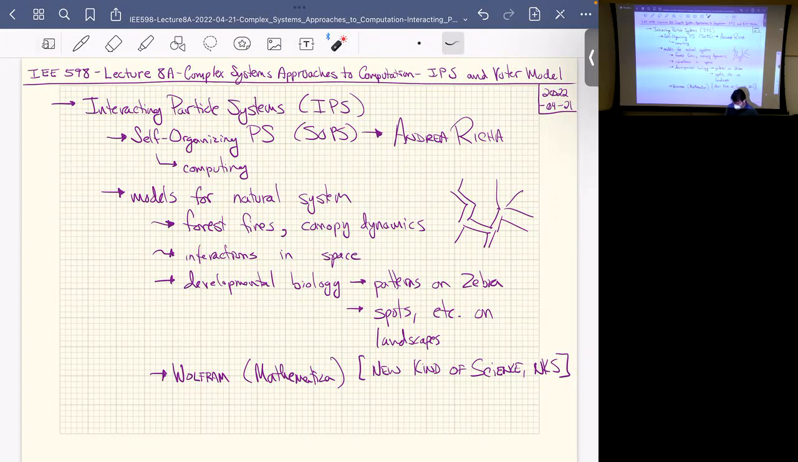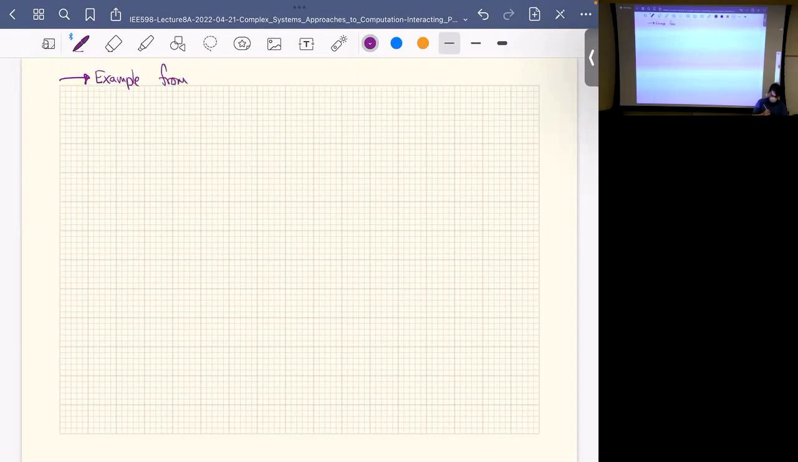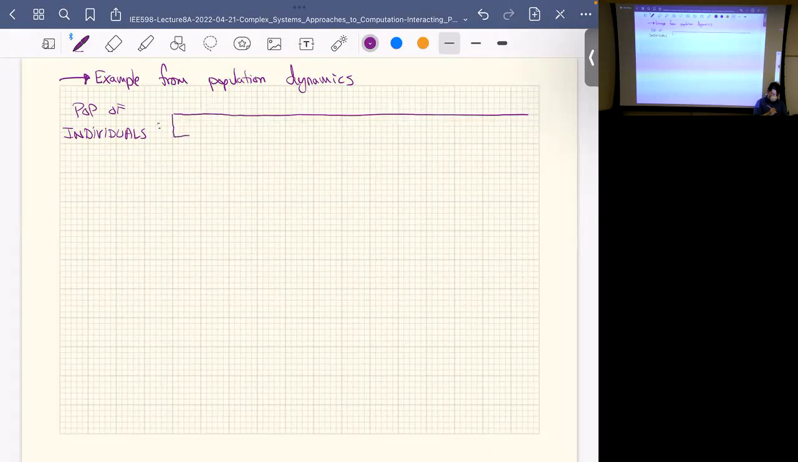So I can give a simple example of this that relates to something that we've talked about already. An example from population dynamics. And so imagine we've got a population of individuals that I'm just going to put each individual into a box here. It doesn't actually matter how many I put here. So just a bunch of individuals here.